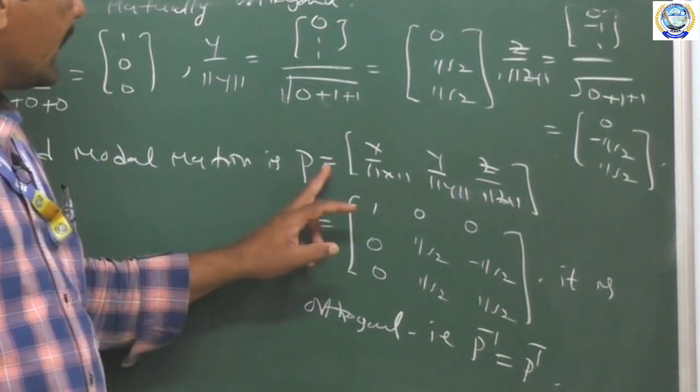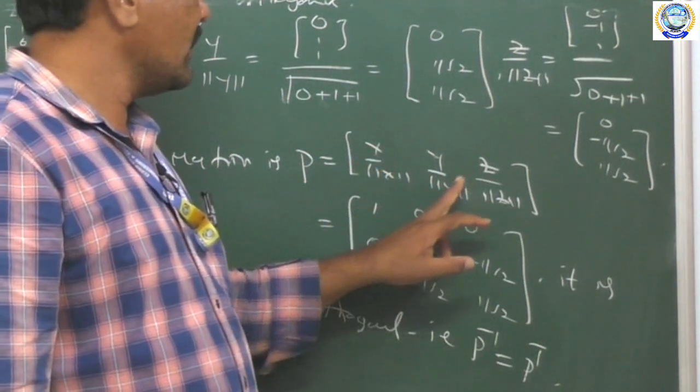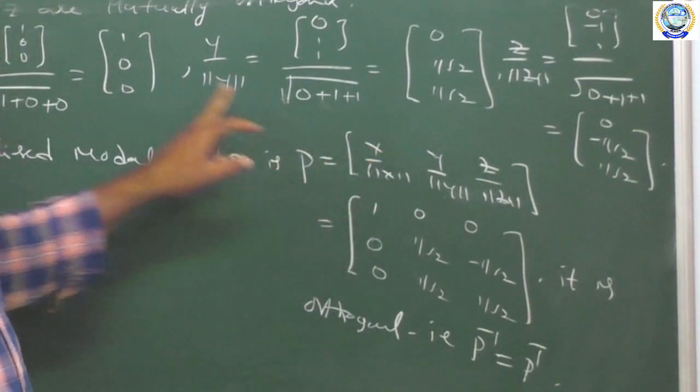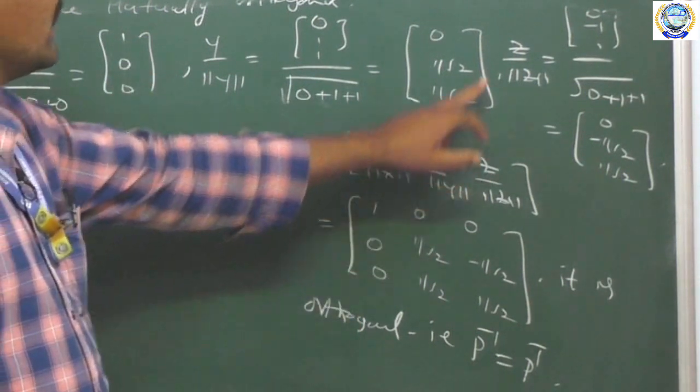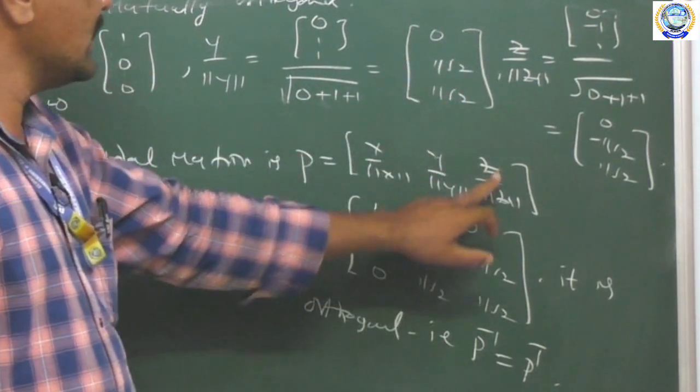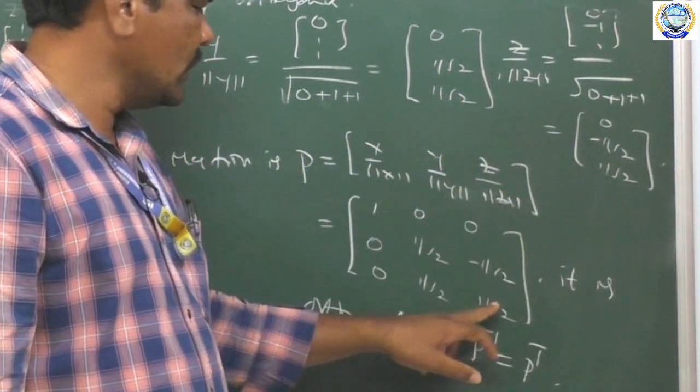The normalized model matrix is P equal to x by norm x, y by norm y, z by norm z. Here x by norm x is 1 0 0, y by norm y is 0 1 by root 2 1 by root 2, and z by norm z is 0 minus 1 by root 2 1 by root 2.